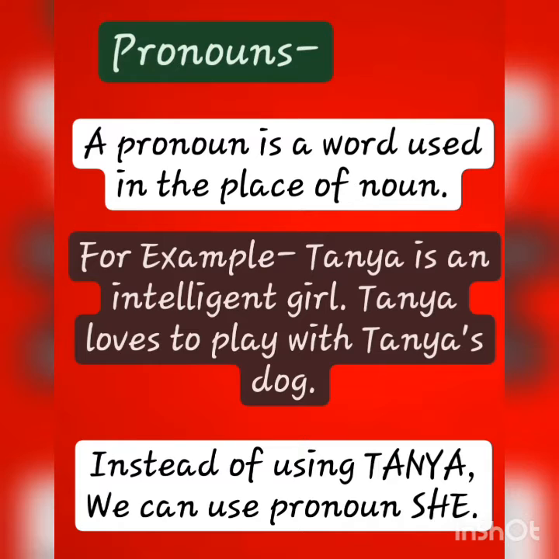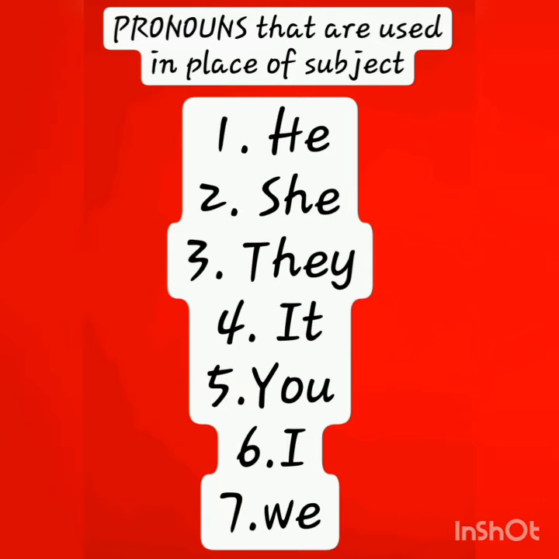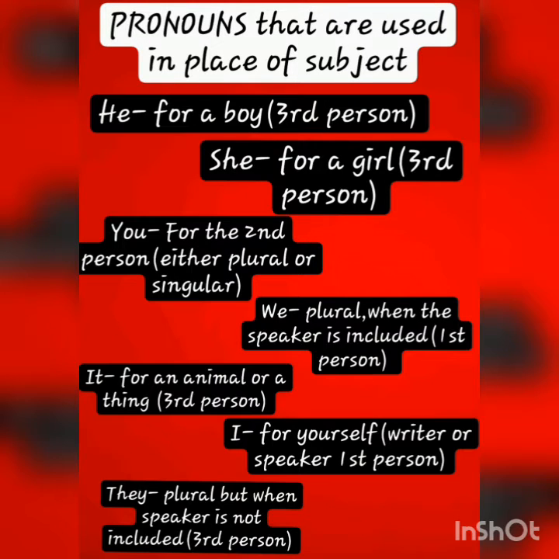There are many pronouns in the English language which we can use in different places with different nouns. So let's have a look. He, she, they, it, you, I, we. So these are the pronouns that we can use in the English language. Let's have a look one by one at these pronouns. Pronouns that are used in the place of subject. Subject you already know. Subject means the person or animal whom we are talking about in the sentence.